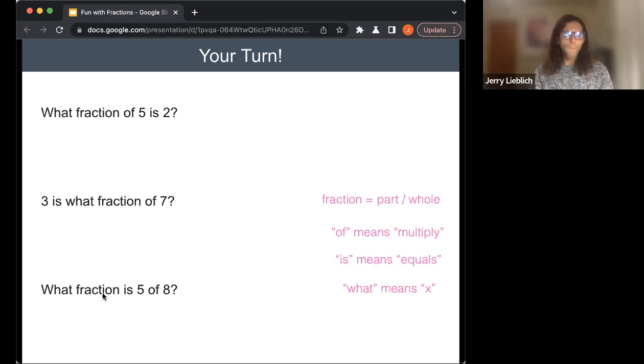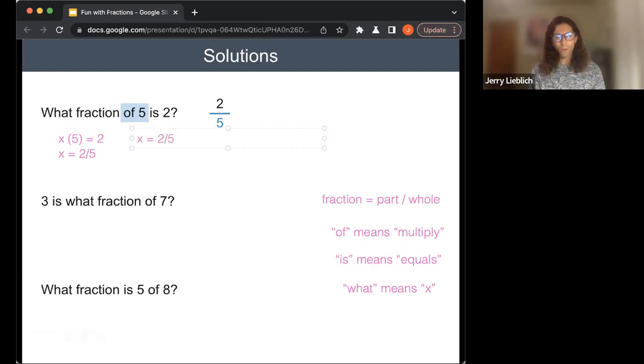Okay, so for this first one, what fraction of 5 is 2? I'll give you one other way to do this. So first way is what fraction of 5 is 2? We solve for x. X is 2 over 5. Or you say the fraction is the part over the whole. It's a little hard to tell what the part is and what the whole is here. So one way to think of it is is over of.